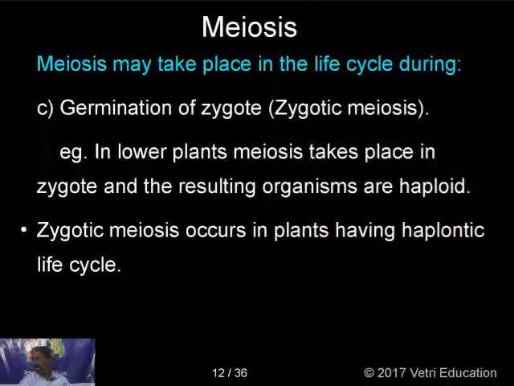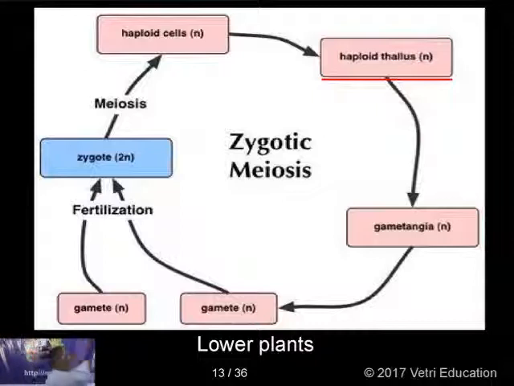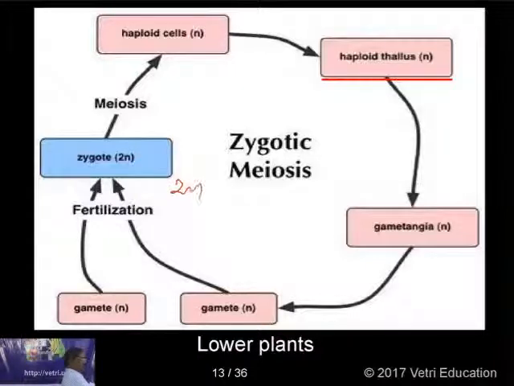There the plant body is haploid. As you can see here, the thallus is haploid. It gives a haploid gametangium. It produces haploid gametes. After fertilization, the zygote is formed, and the zygote is the only diploid stage. Then this zygote undergoes meiosis and forms haploid cells. So the diploid stage is restricted to the zygote only. In the zygote only you can find the meiosis. This is zygotic meiosis, and the life cycle is called the haplontic life cycle.